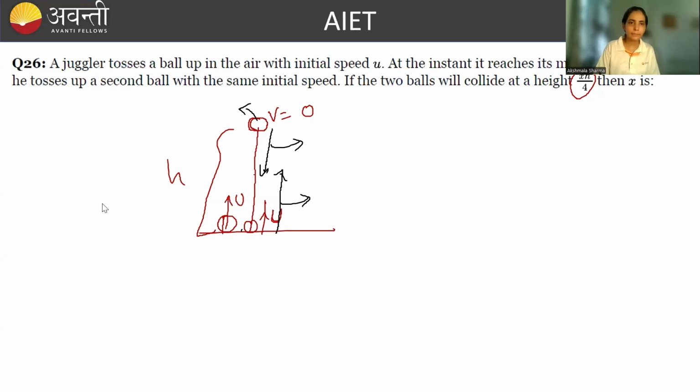So let's say the distance covered by the first ball, which is at its maximum height, while coming down before they meet is D1, and the distance covered by the second ball is D2. So D1 can be written as what? Since its initial speed during this motion is 0, D1 equals half g t square. Second equation of motion I'm using.